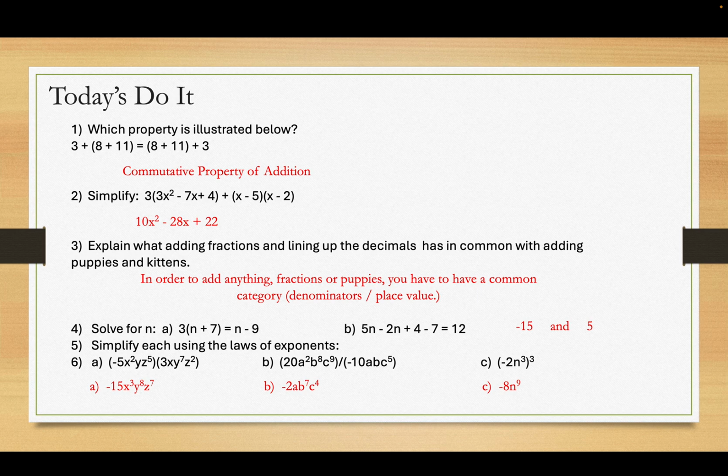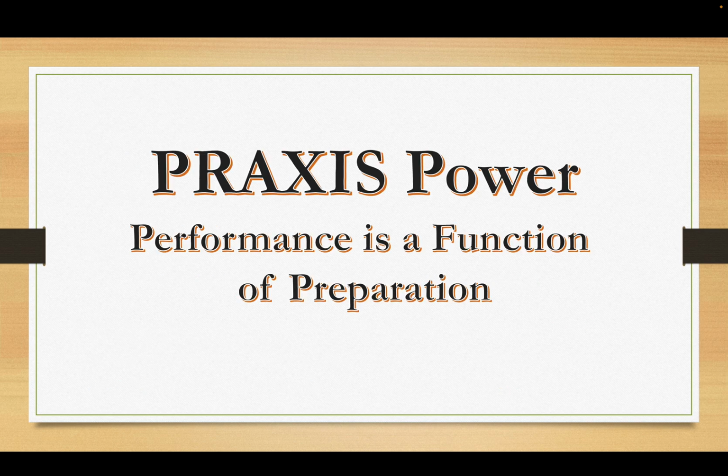Or you could rewrite it. To cube something means to use it as a factor 3 times. So that would be negative 2n to the 3rd times negative 2n to the 3rd times negative 2n to the 3rd. And then just apply the principles of part A.